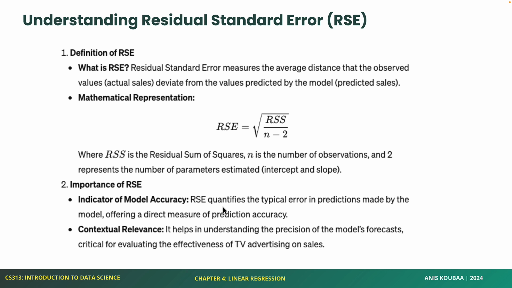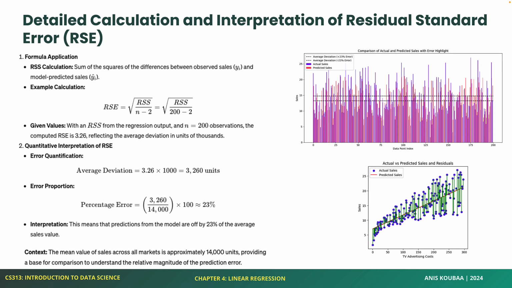And the RSE quantifies the typical error in prediction. So for example, if you have a linear model, on average you're going to have some kind of discrepancy, the average discrepancy between your prediction and the actual value. Now let's apply this in our context of sales. This plot represents in blue the actual values and in red the predicted values, and we calculate the average of all these residuals.